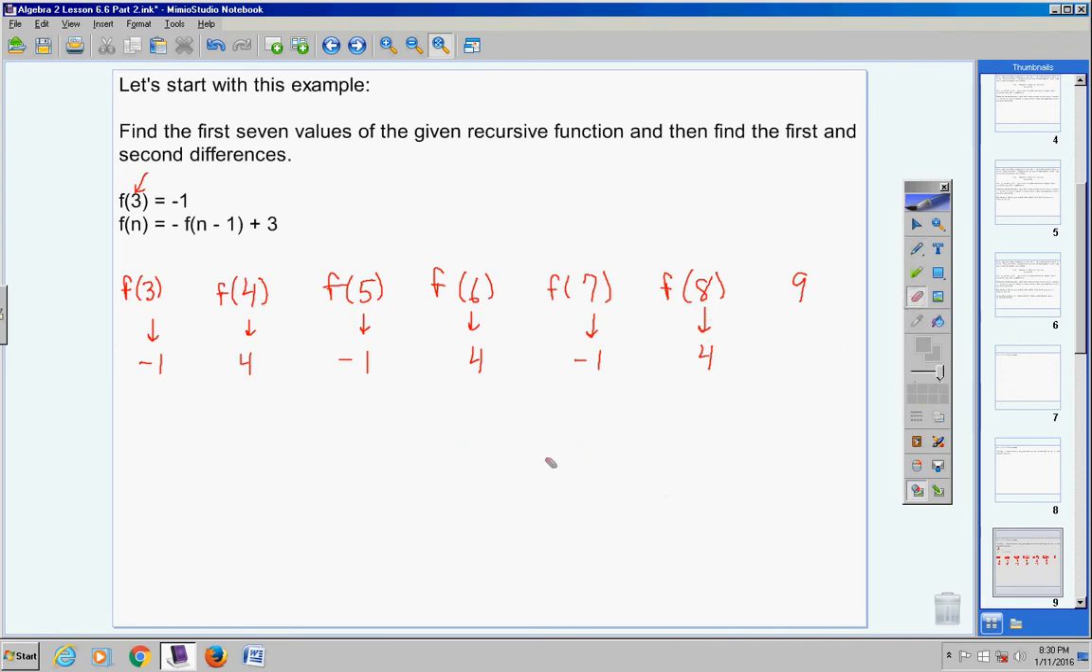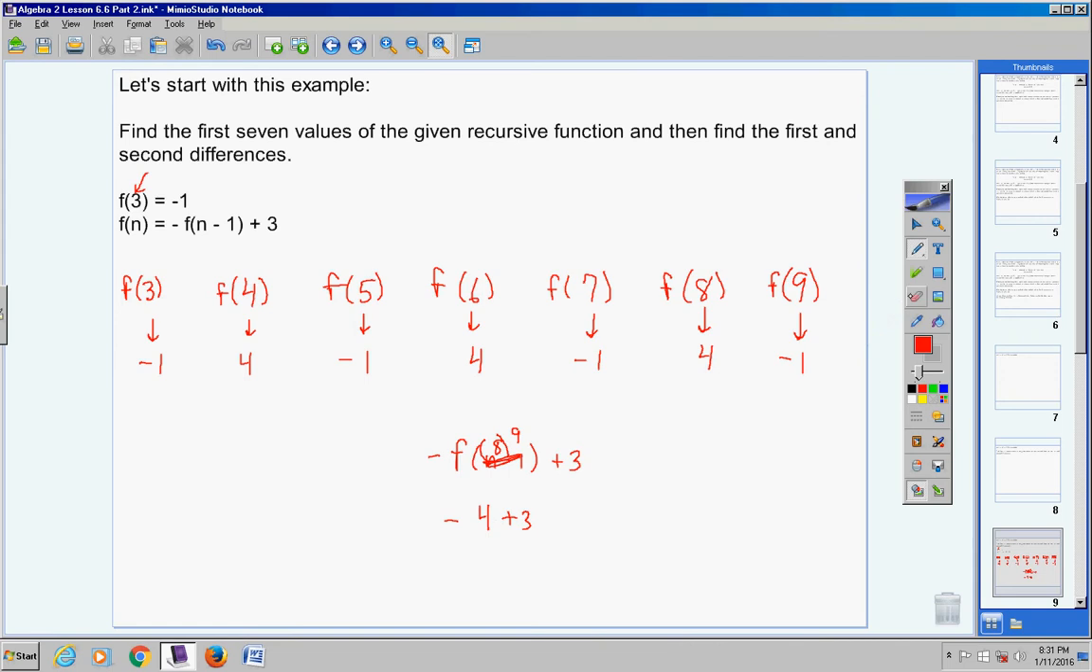And then lastly, f of 9. We're going to evaluate f of 9. So everywhere there's an n, I'm going to put a 9. So 9 minus 1 is 8. So now I have f of 8. Bring down your negative sign. And then f of 8 is 4. Bring down your positive 3. Combine those and you get a negative 1, okay?